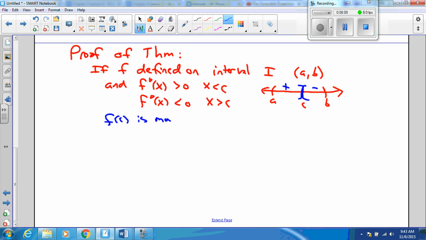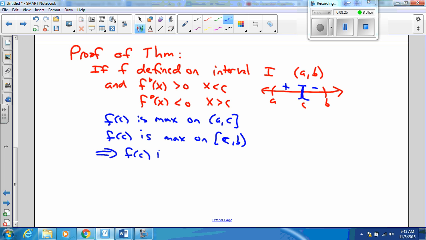So we have f of c is the max on the interval a to c, and f of c is also the max on the interval c to b. And because it is the largest on both of those intervals, it is therefore the largest on the whole thing united. And then we're done.